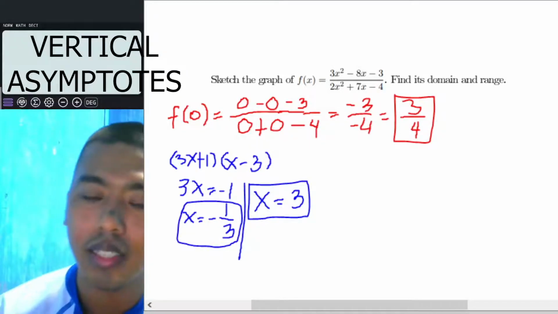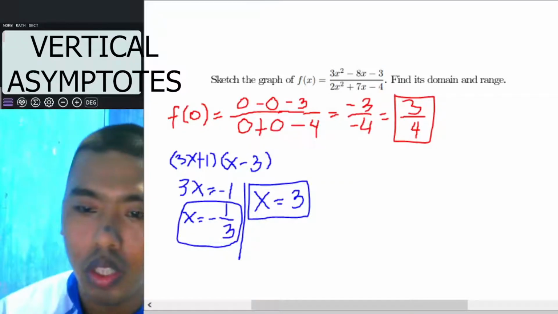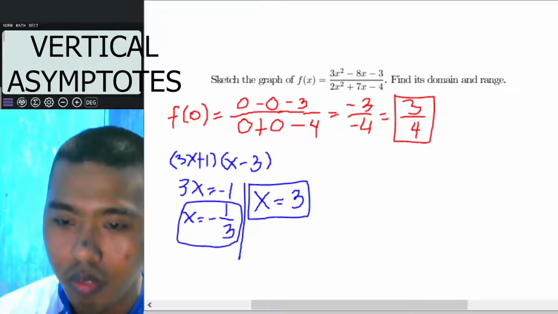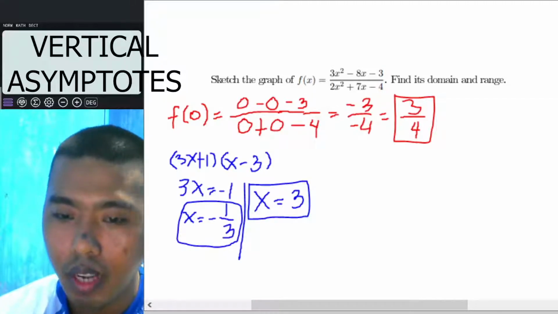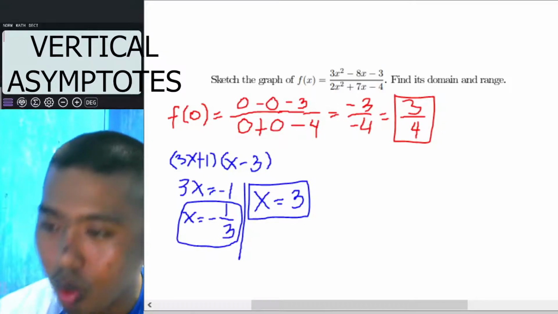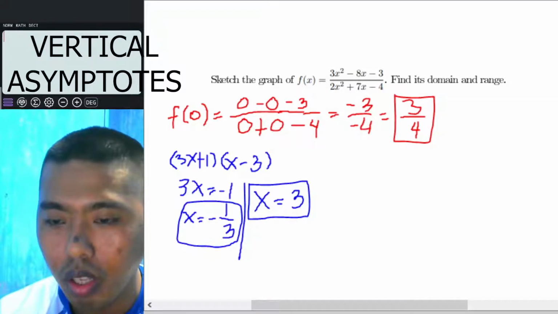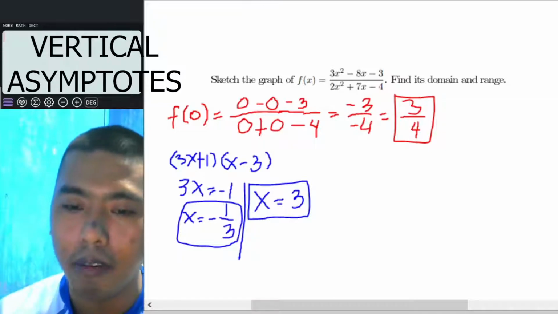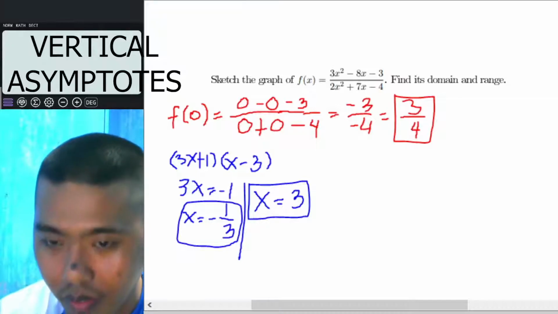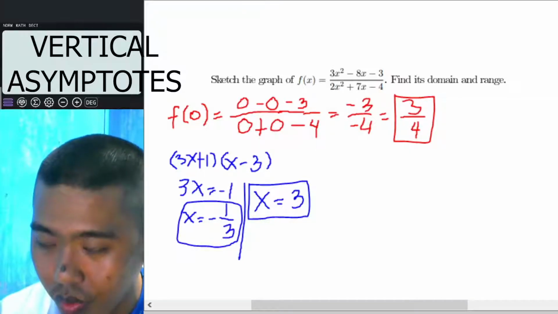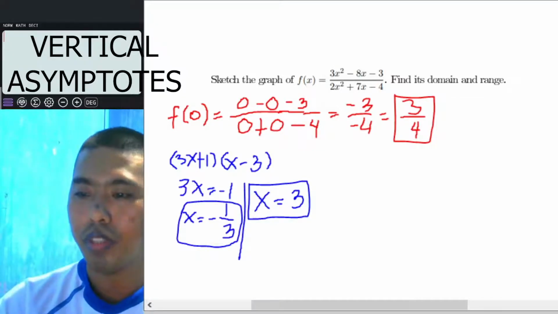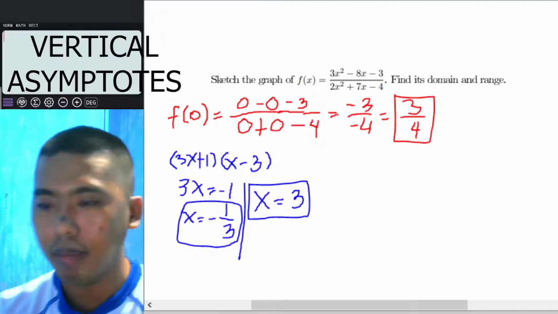For vertical asymptotes, guys, what we need to do is to focus on the denominator of the function, and then try to identify which x, or what are the values of x, in which it would become undefined, or should I say 0. That's what I discussed from the previous topic and examples.